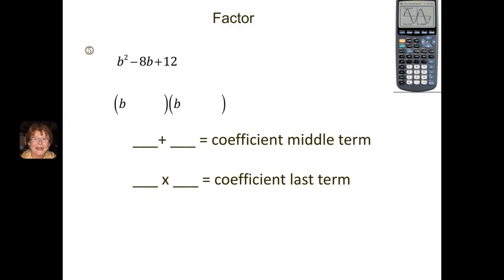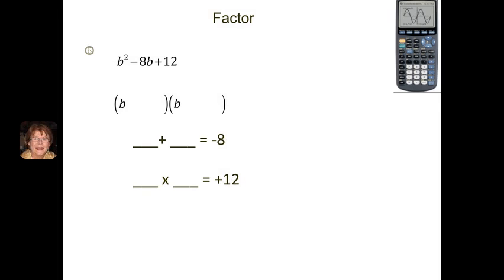Then you're going to look for two numbers. When added together, give you the coefficient of the middle term. When multiplied, give you the coefficient of the last term. The coefficient of the middle term is negative 8. Coefficient of the last term is positive 12. Take a moment, look for those numbers, then look at the answers.